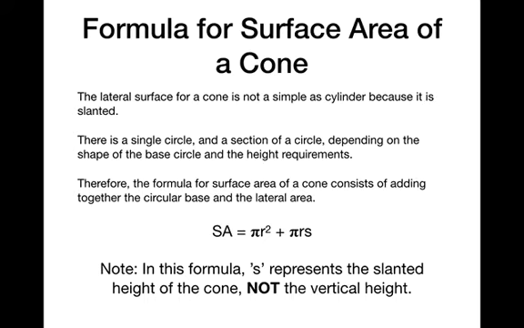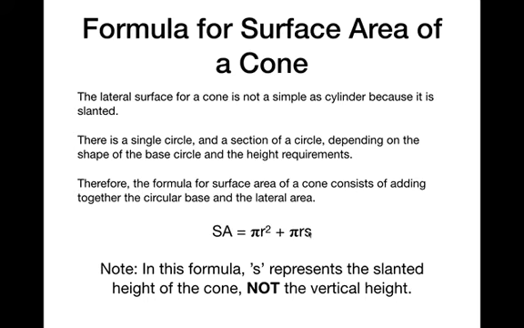Because it's partially circular, you still see a pi as part of that formula. So you've got your single circle, there's your pi r squared, and then this is what we call the lateral surface, the round part, and it's pi times the radius times the slant height. And again, just remember that there's a difference between the slant height and the vertical height.